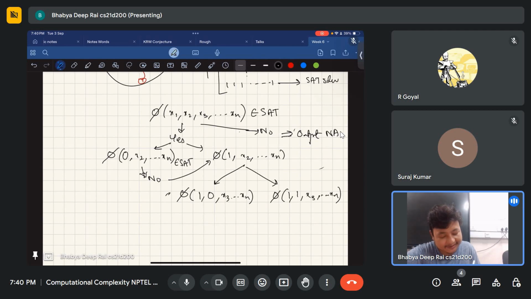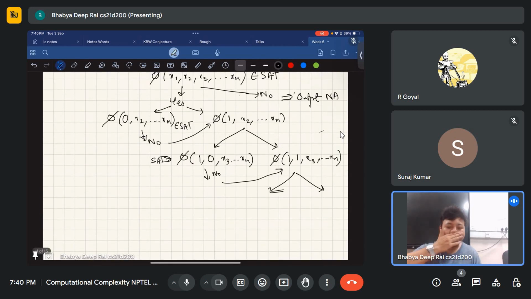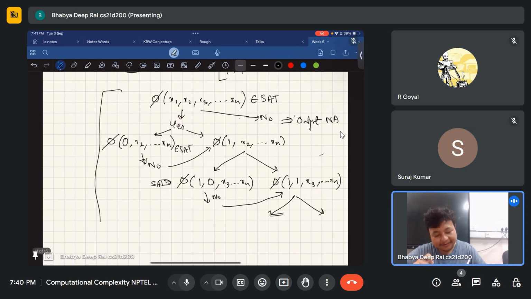Now again I ask if this one is in SAT. And let's say it says no. Then obviously I'll fix it to 1 and then ask the question again. So at the end, you can see it needs an inductive argument, but at every level, it is answering me correctly whether it is satisfiable or not. And every time, at each point, I'm fixing one of the inputs. What is the height of this tree? At the end, I'll get phi 1, 1, 0, and so on till xn. So this is a satisfying assignment. And at every level, I'm fixing one input. How many levels do I have? N levels.